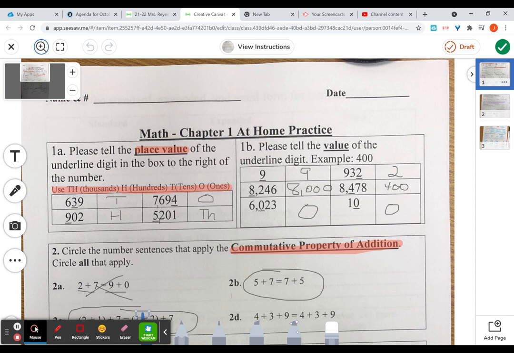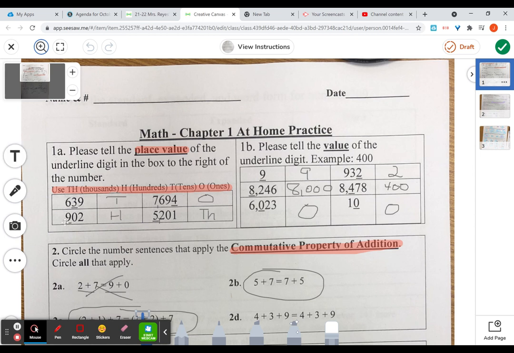So I'm taking you through the at-home practice. Probably a good way to do it would be to go ahead and do number one on your own, and then play the video, and then this way you can check your work. And if you get something wrong, you'll know maybe why you got it wrong.